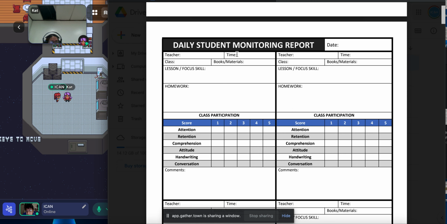So if it's 8 to 10, just write 8 to 10, or 10 to 12, or 1 to 3, and 3 to 5. So those are the regular shifts.